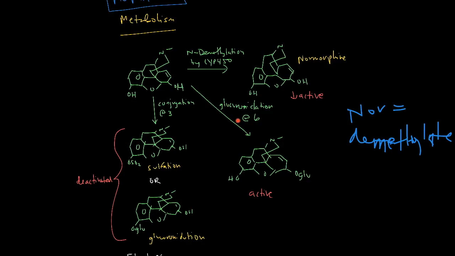At the 6th position, you can only glucuronidate it, you can't sulfate it. So O-glu is your glucuronidated 6th position, and this is active. So in the morphine metabolism, all your compounds are active, except for your 3 position conjugated products, because remember, the receptor prefers OH at the 3 position.